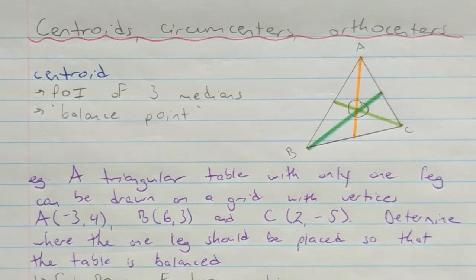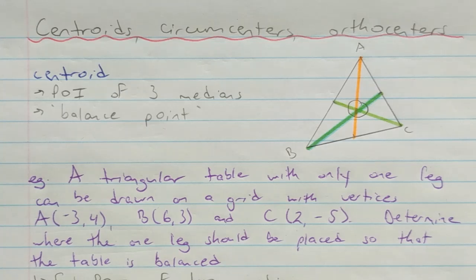This is also referred to as the balance point, and you'll understand why in this example. A triangular table with only one leg can be drawn on a grid with vertices A (-3, 4), B (6, 3), and C (2, -5). Determine where the one leg should be placed so that the table is balanced. So you can imagine it's a triangular table with one peg sticking out of the bottom, and it needs to be perfectly in the center so that it is balanced. That's why this is called the balance point.